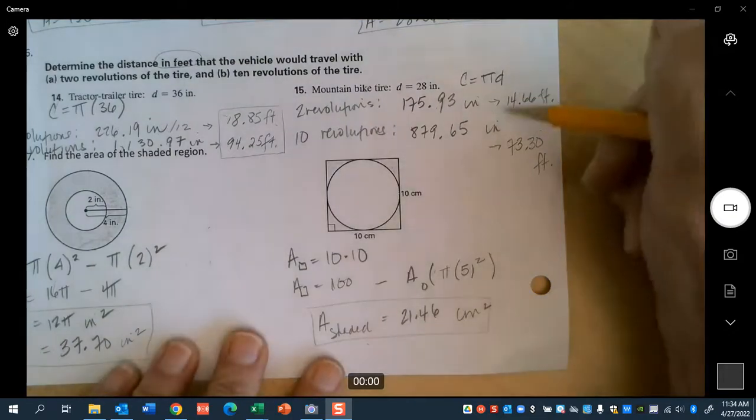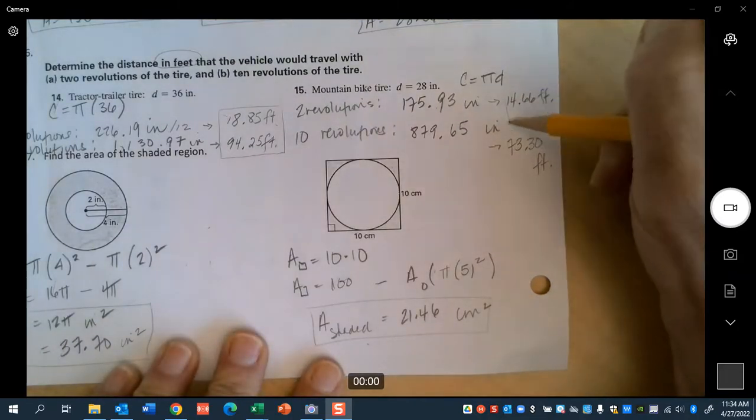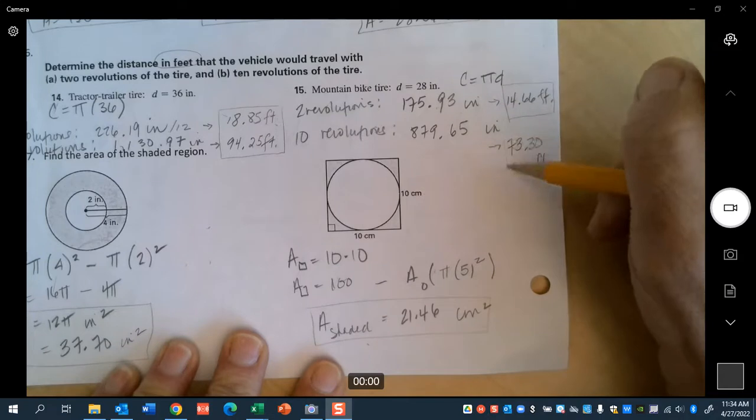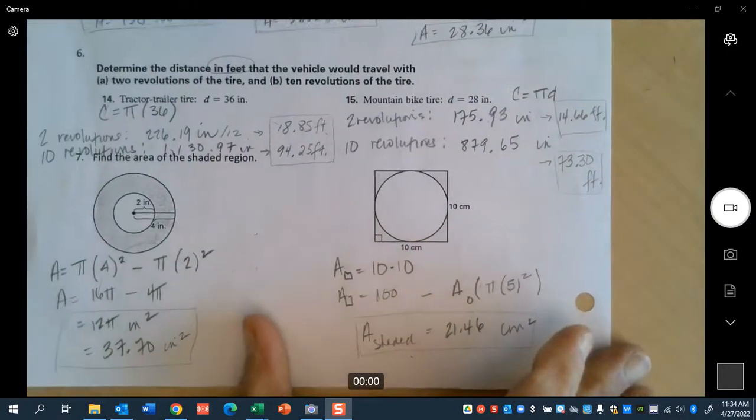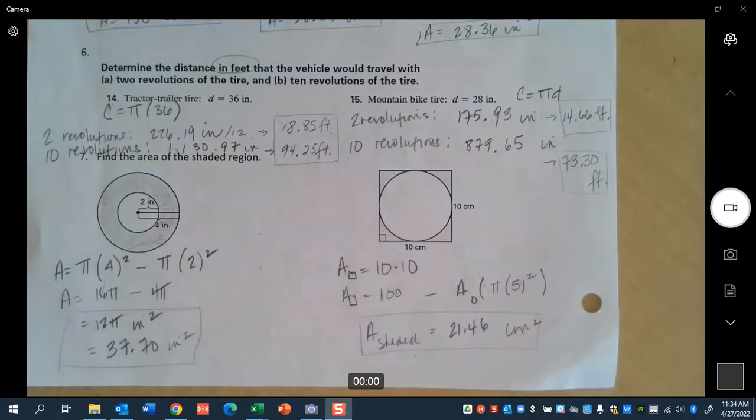Yeah. Okay. So we just have to find the circumference, and then divide it. I found the circumference, and then I had to double it because I had 2 revolutions, and then divided by 12. And then for 10 revolutions, I found the circumference, multiplied by 10, and then divided by 12. And then for my mountain bike, instead of my diameter being 36, it was 28, so I did all that same math.